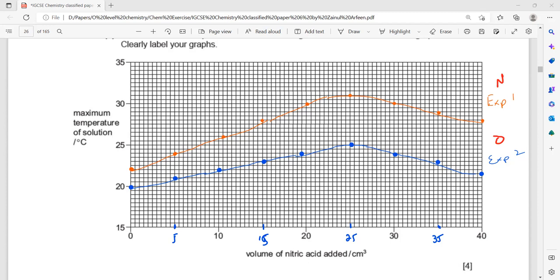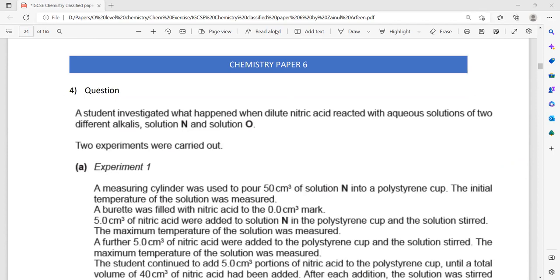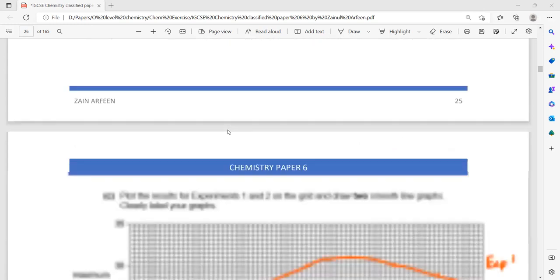Is it reacting with a metal? No. As you can see in the beginning of the question, we have two solutions, two alkaline solutions. A student investigated what happened when nitric acid is added to two different alkaline solutions. So if N is giving a greater temperature change than O, which alkali is more concentrated or strong? Solution N, because that was used in experiment 1, so N is more concentrated.